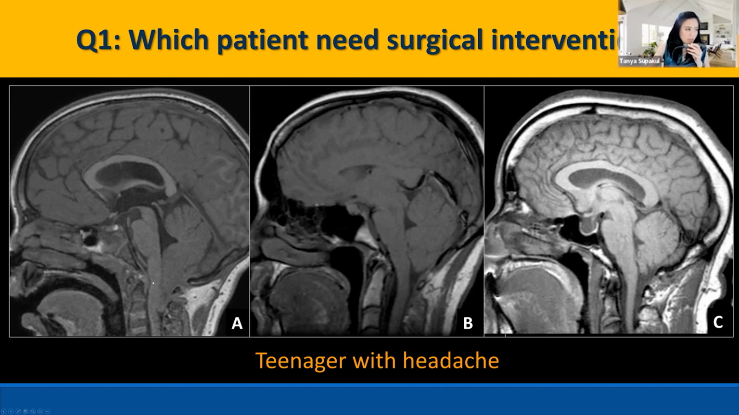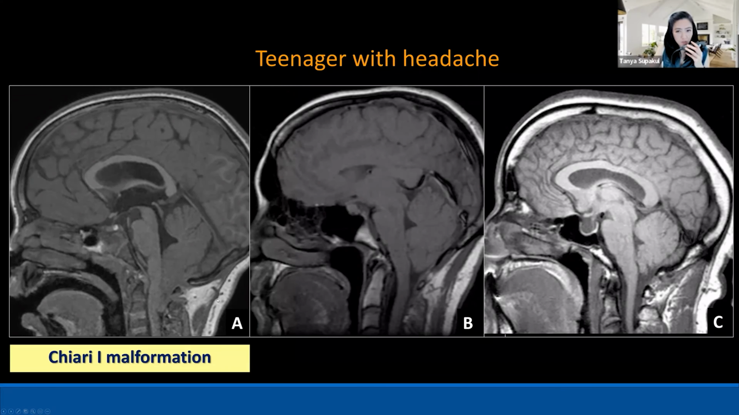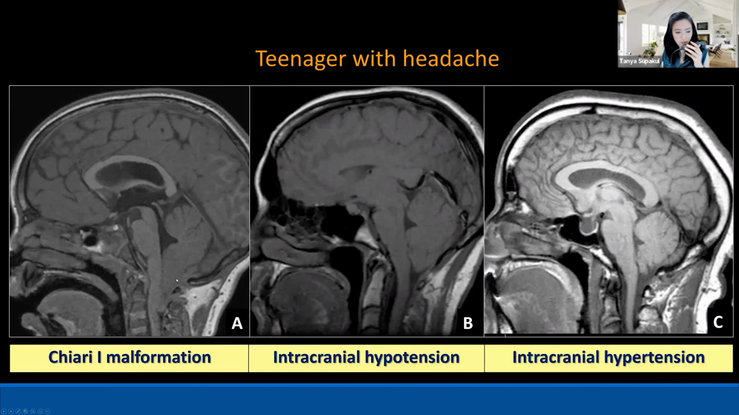How about patient 1? What is the diagnosis? That is Chiari malformation, Chiari 1 malformation. So the patient who needs a surgical intervention for decompression is patient number 1, right? To have a craniectomy and laminectomy to open the craniocervical junction. Thank you so much, Stephen.